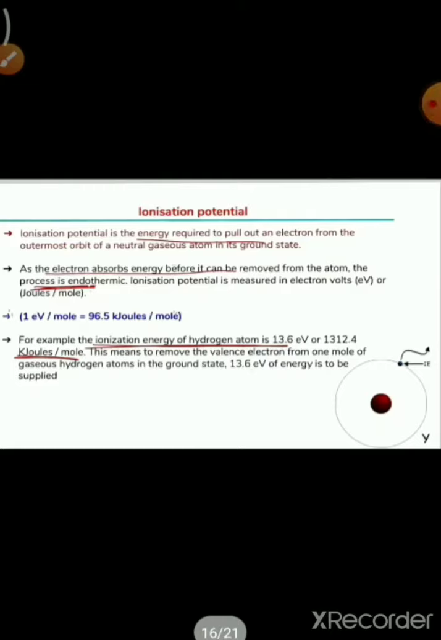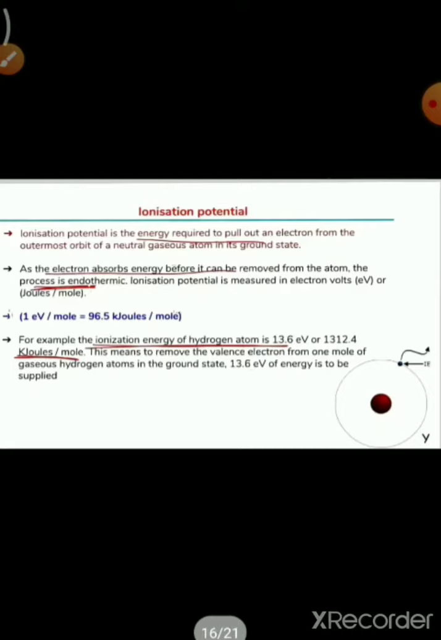So we are continuing the periodic properties and their variations in periods and groups, and we have completed almost 3 properties, that is your electronic configuration, valency, atomic size or atomic radius. In this video we are going to discuss about the ionization potential.